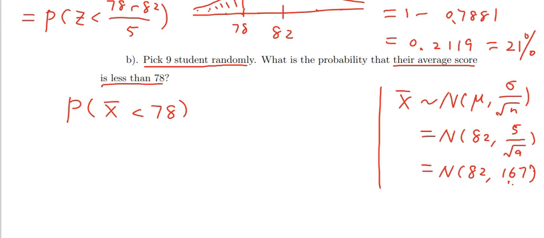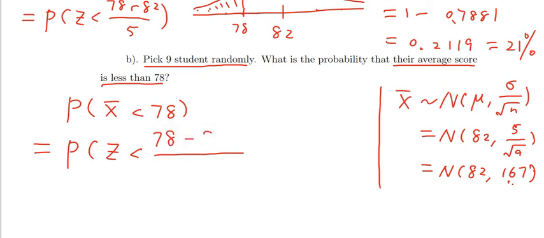Okay, so now the problem becomes like this. We know x bar follows this normal, mean is 82, standard deviation 1.67. So what is this probability? For such a probability, the first step is changing this to z, right? So less than this, minus mu, where mu is 82, divided by sigma.